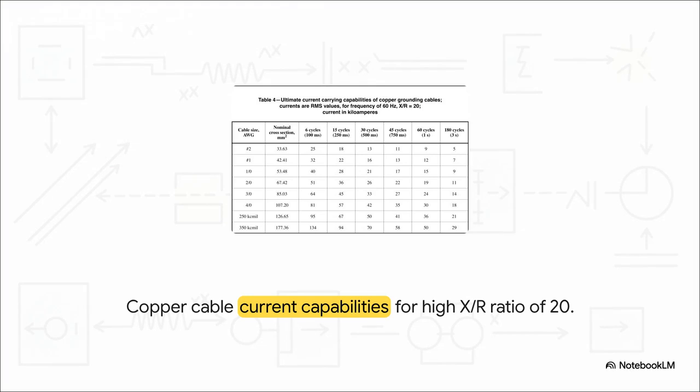And this data directly impacts the physical reality of the substation. According to IEEE standards, if you have a high X/R ratio, say around 20, the allowable current for a given copper grounding cable size drastically reduces the longer the fault persists, from 6 cycles all the way up to 180 cycles. If you've got a high X/R ratio and a slow clearing time, you are forced to use significantly larger, way more expensive copper cables, like 4/0 or even 350 kcmil, just to keep the grounding grid from literally melting under the asymmetrical fault energy.